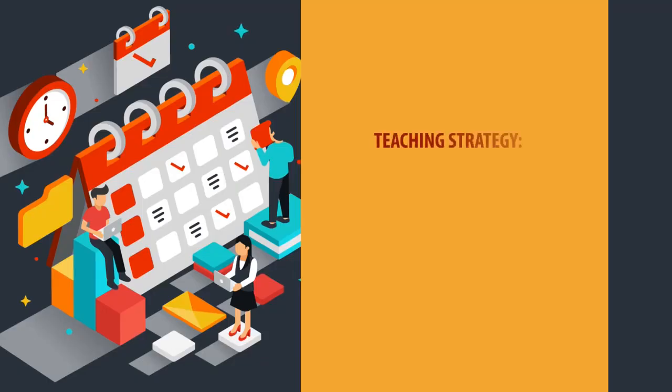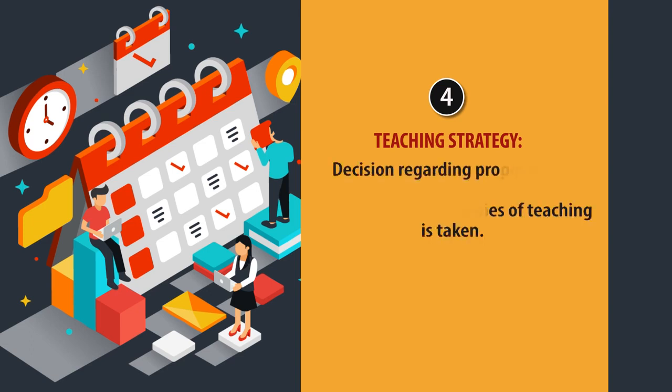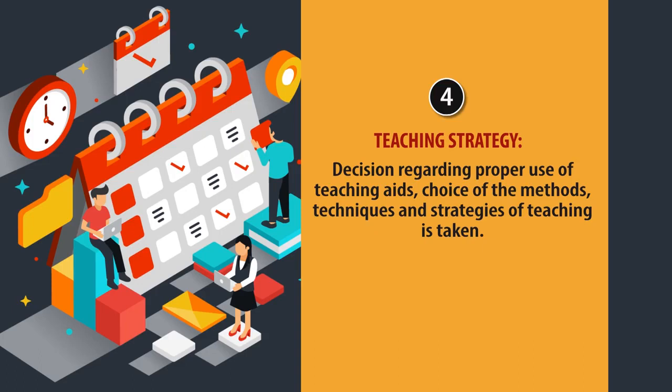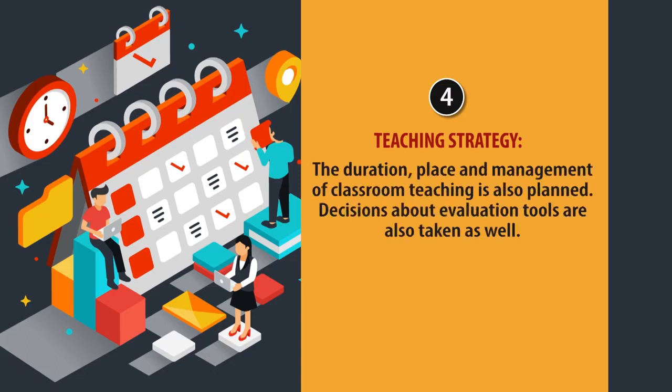And the fourth operation of the preactive phase is the development of overall teaching strategy. This is the time when we, as teachers, have to take a decision regarding proper use of teaching aids, and the choice of methods, techniques and strategies of teaching. The duration, place and management of classroom teaching is also planned at this time. Decisions about evaluation tools are also taken at this point of time. All these four operations of the preactive phase complete one aspect, that is, teacher planning.